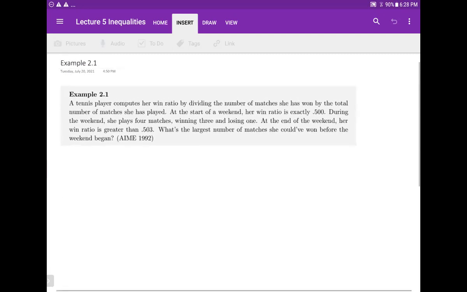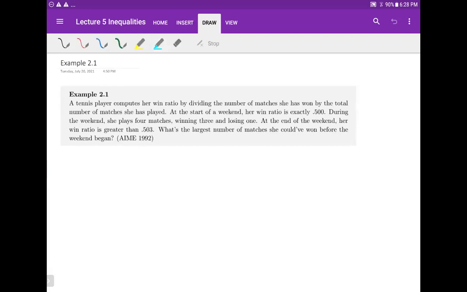So the first thing about solving these very wordy problems is just putting it into an equation or an inequality. Let's call the number of matches she could have won before the weekend began n, right? Then at the start of the weekend, her win ratio is exactly 0.500. That means she's won half of her matches, so if she's won n games before the weekend began, that means she's also played 2n games, right? Because 1 over 2 is equal to 0.500.